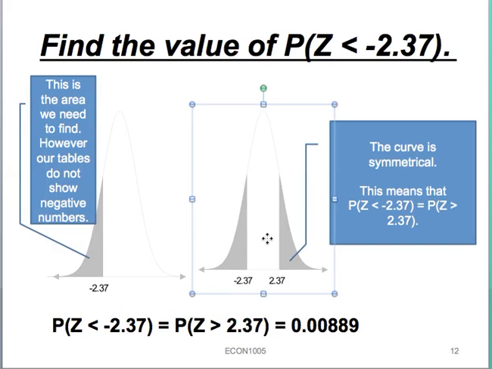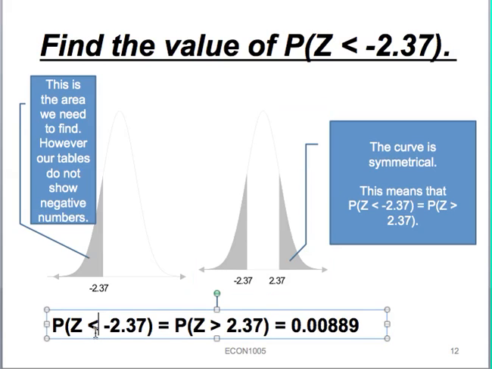It has only positive numbers. So if I just redraw, you may realize now on the left here, I have the area I'm interested in. On the right, the area that is greater than 2.37 is the same as the area less than 2.37 because the graph is symmetrical. Therefore the probability that z is less than negative 2.37 is equal to the probability that z is greater than 2.37. And so we can go to the tables. 2.3, we'll go across to 7, and we'll realize that the answer would be 0.00889.